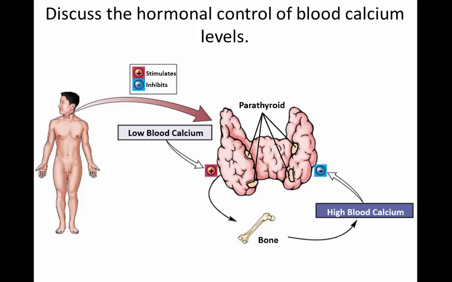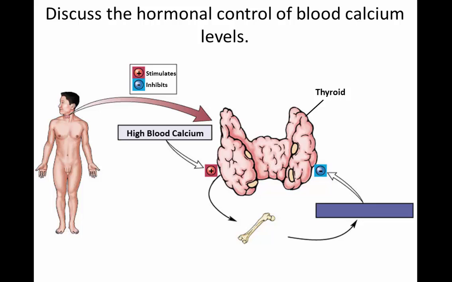And so the parathyroid gland, again, monitors low blood calcium, releases the parathyroid hormone that stimulates osteoclast activity in the bone that causes an increase in blood calcium levels. That increase in blood calcium levels goes back to the parathyroid through the blood. The parathyroid is monitoring the blood and says, okay, the blood calcium levels are now increased. I can stop releasing parathyroid hormone.